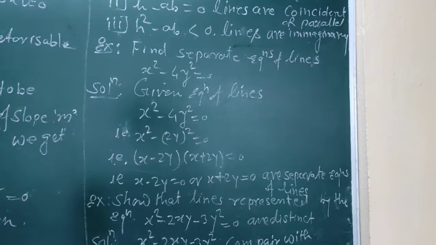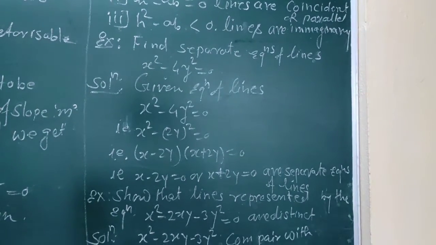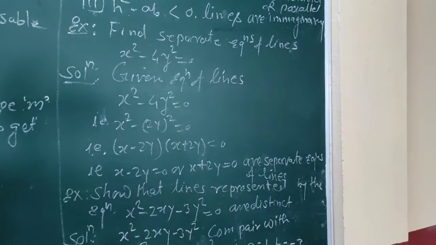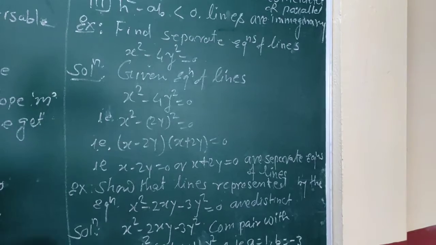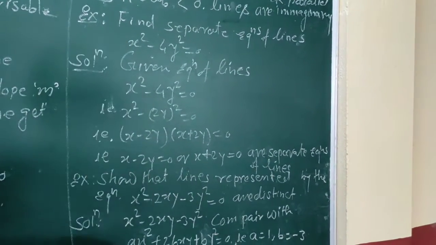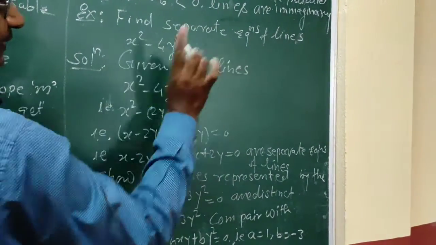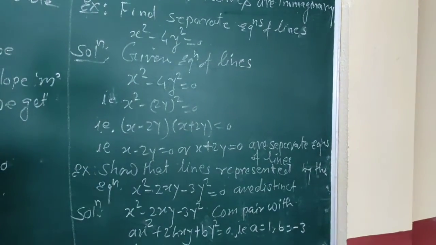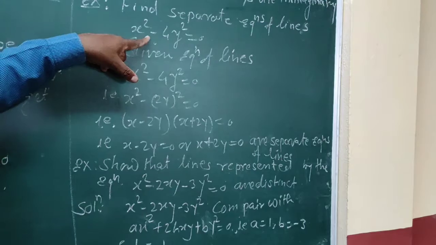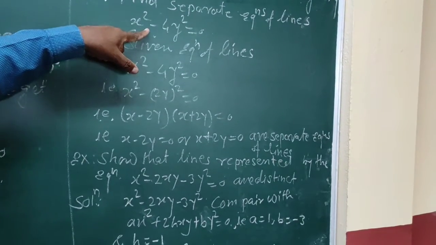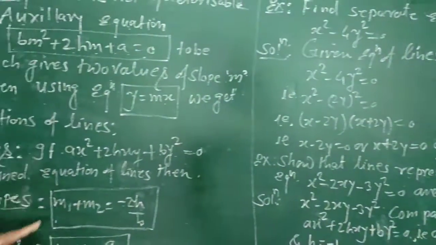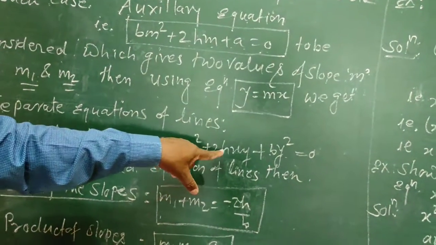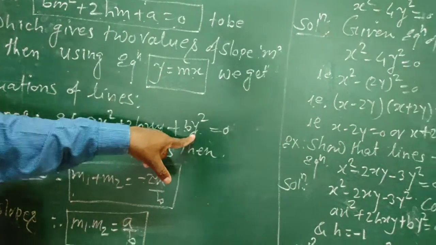Then we come to the particular problem of the separate equations of the lines. So we take the example here. Find the separate equation of the lines x square minus 4y square is equal to 0. Always this equation is to be compared with the combined equation of the lines, that is ax square plus twice hxy plus by square is equal to 0.